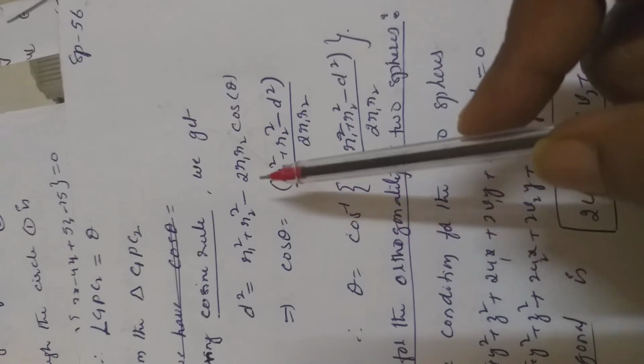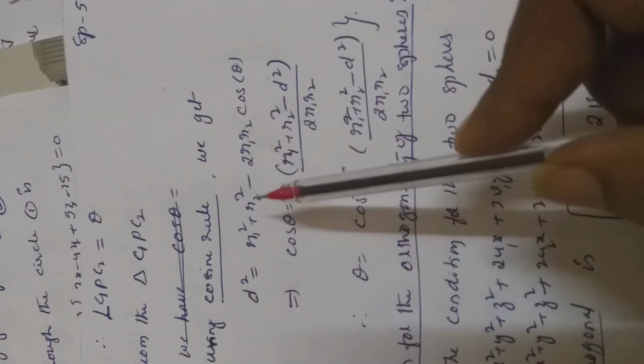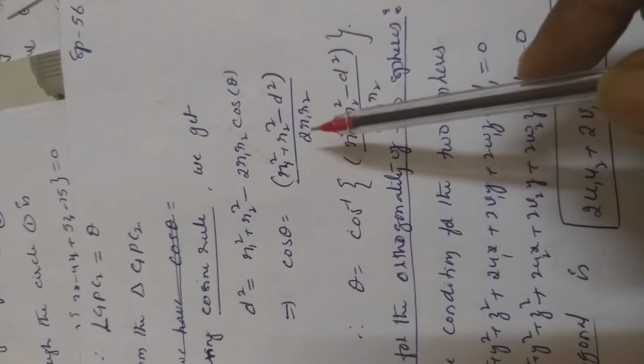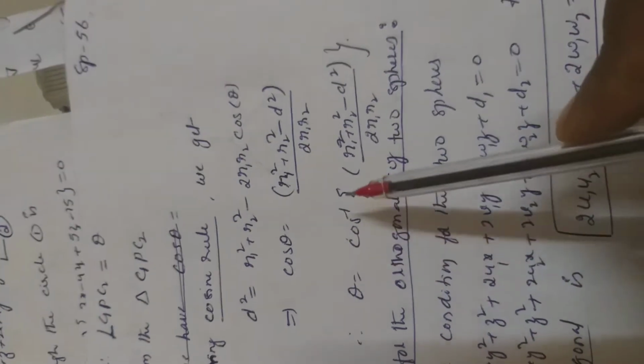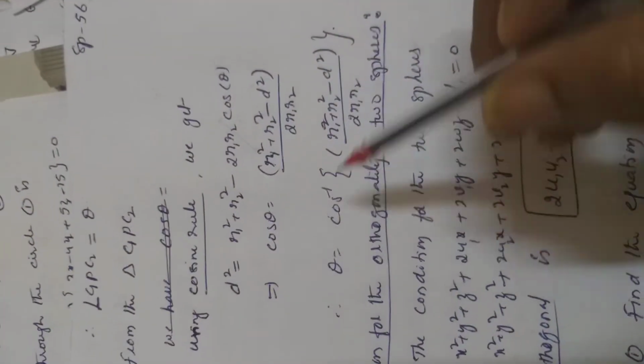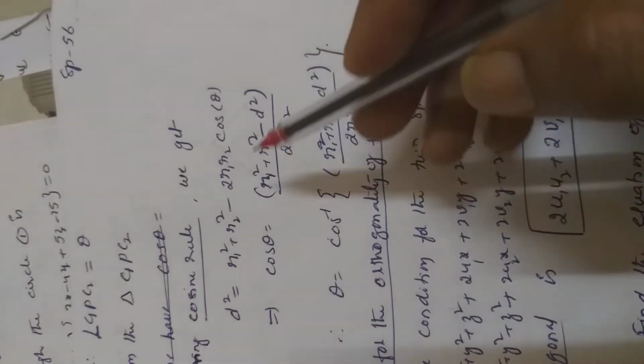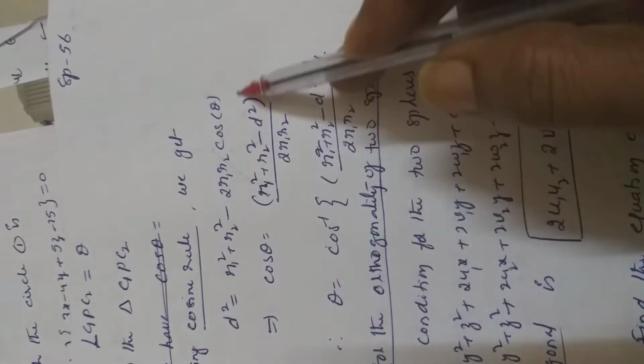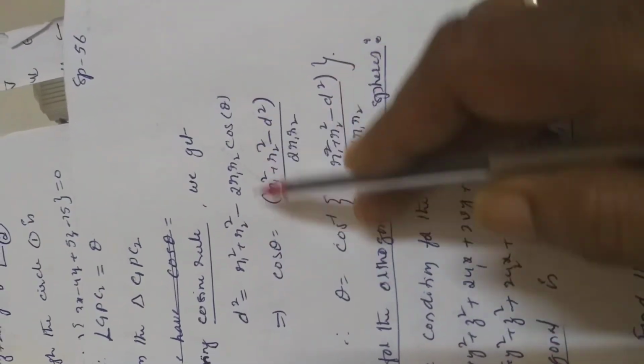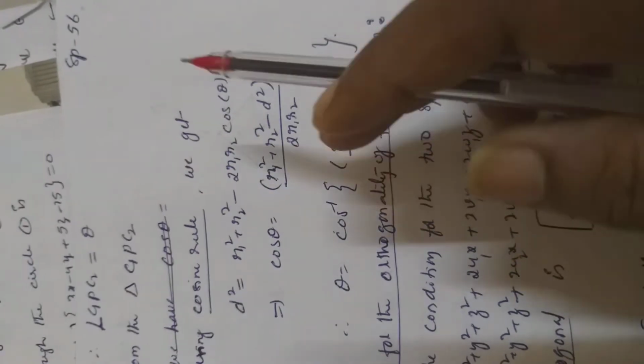Therefore, cos theta is equal to r1 square plus r2 square minus d square by 2r1r2. This is the condition, a very, very important one. Only this single line is very, very important in this problem.